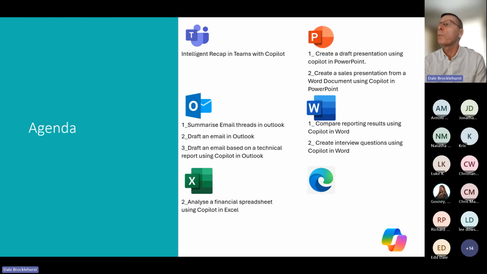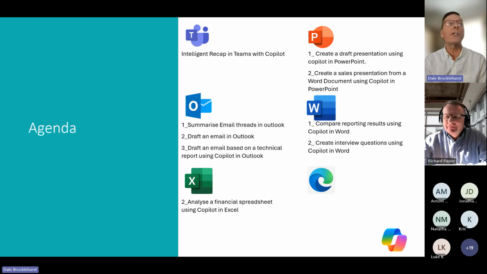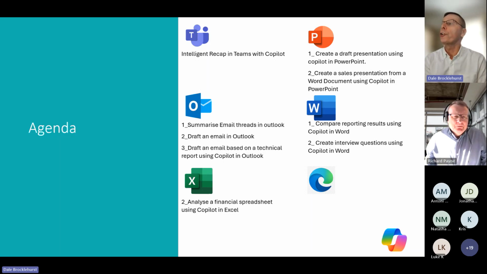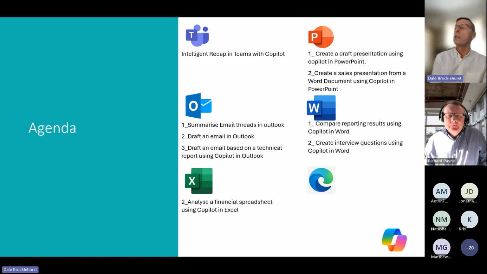Then we'll move on to one of my favorites, PowerPoint. So we'll create a quick draft presentation using Copilot. And then again, a little bit more advanced, we'll create another sales presentation using Copilot in PowerPoint, but this time we'll base the presentation on a Word document. So we're going to actually pull information out of that Word document into PowerPoint and use it to create a presentation.